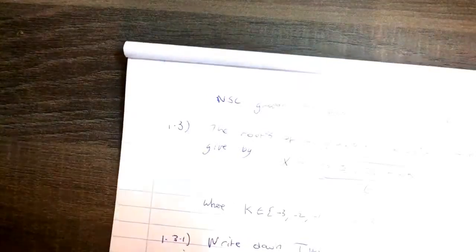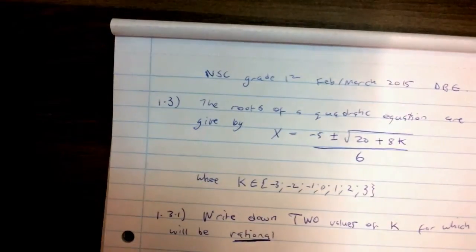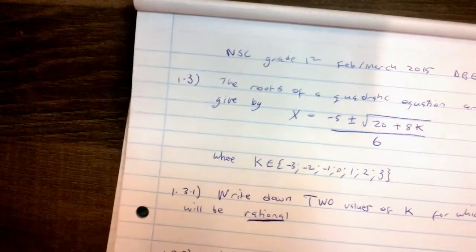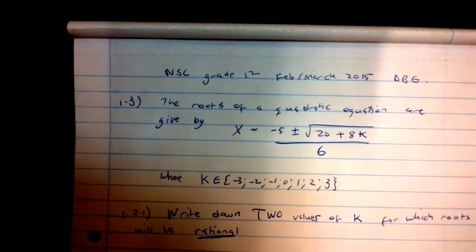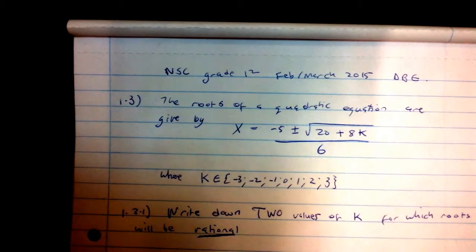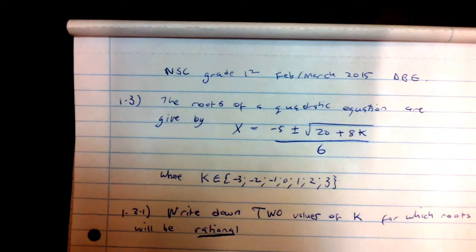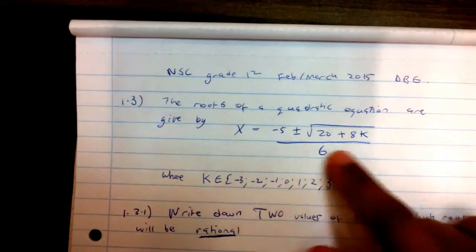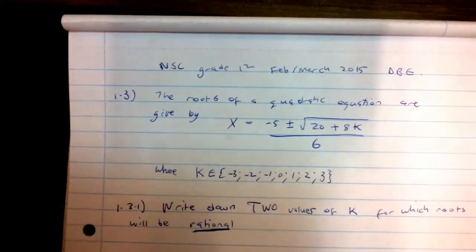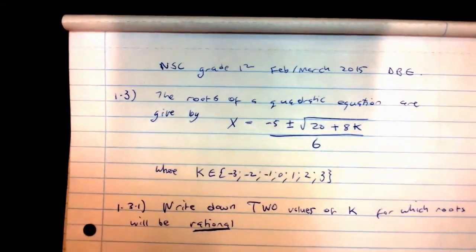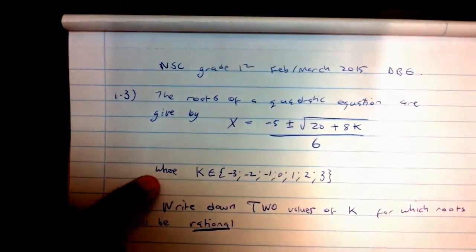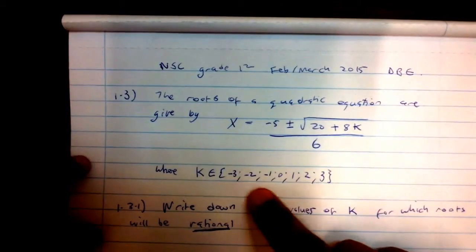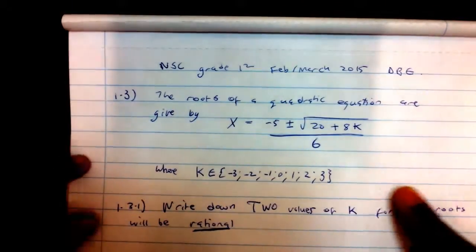So let's go on ahead and do today's question. This question is taken from the NCS grade 12, February/March 2015, Department of Basic Education. This is question 1.3. You're given the roots of a quadratic equation: x equals -5 plus minus the root of 20 plus 8k, all over 6. And k is an element of these numbers: -3, -2, -1, 0, 1, 2, and 3.